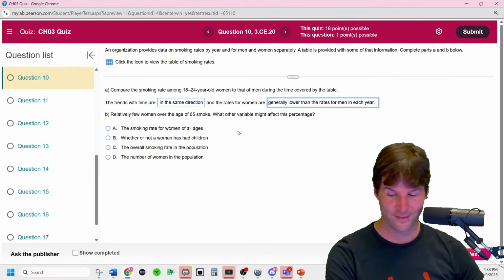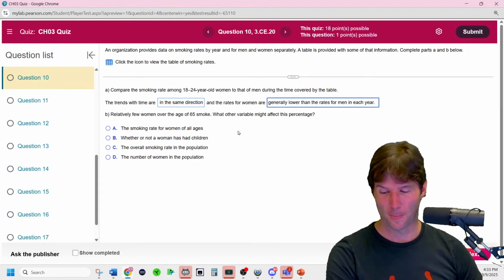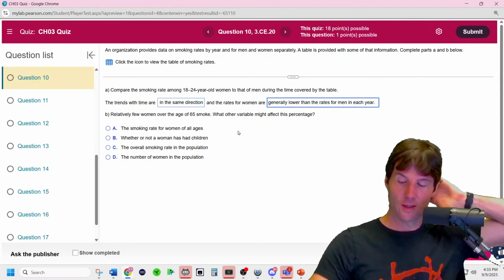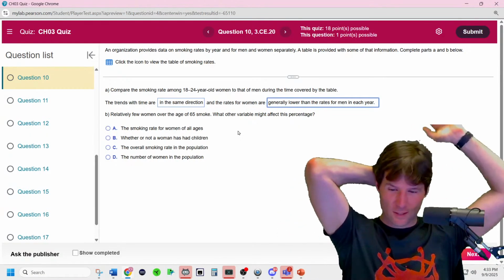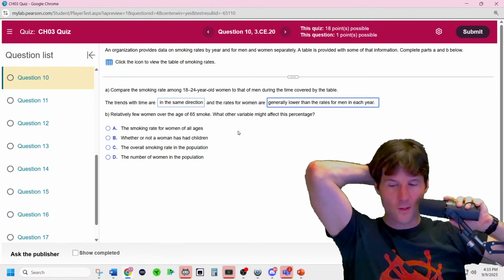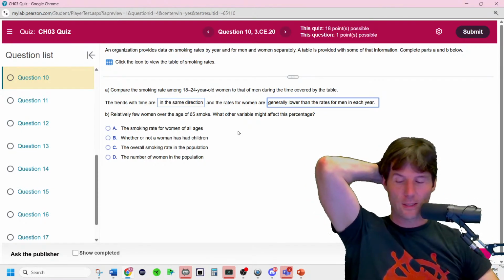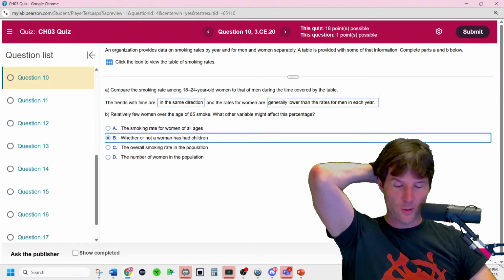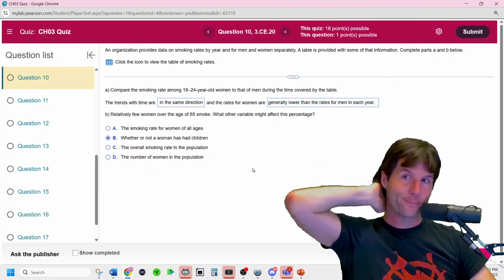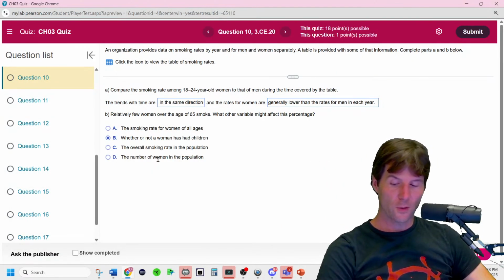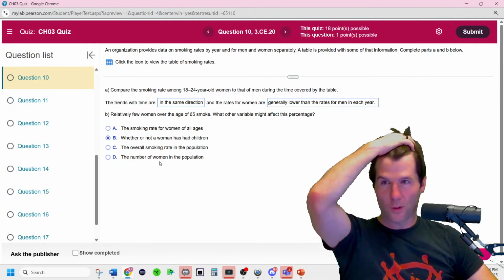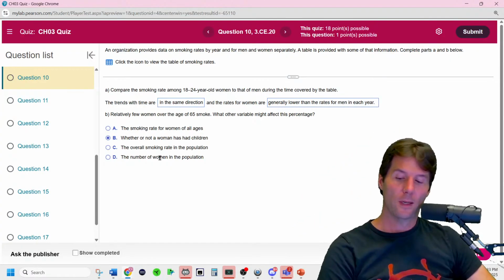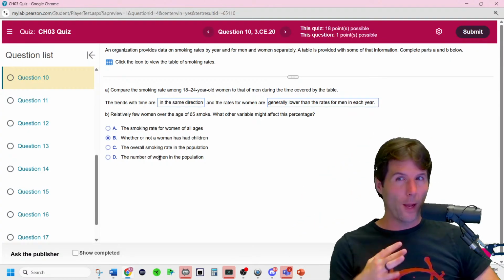Wow. Trying to remember this one. Shouldn't be this complicated. Is it saying another variable? What other variable? So it's actually asking like another variable outside of this. And if it's asking another variable, it's probably whether or not they have children, because that'd be another variable. The other ones really aren't other variables. Like overall smoking rate is not something you'd collect on women.